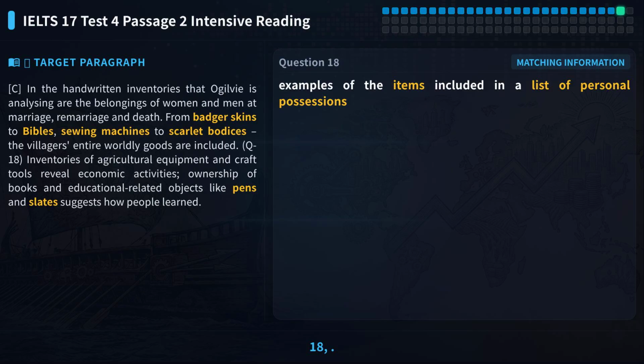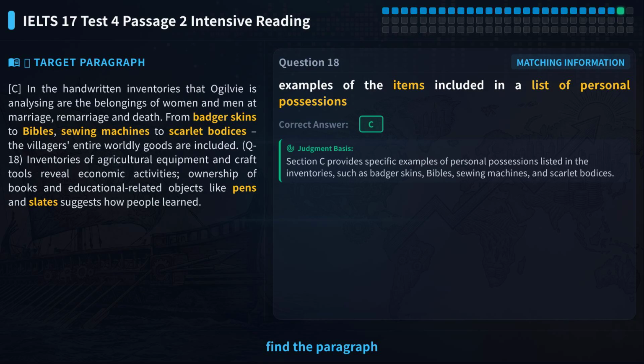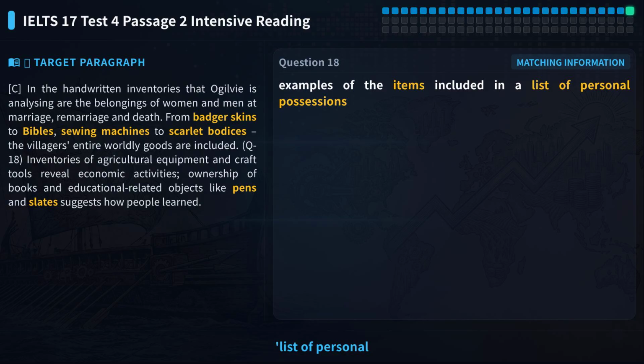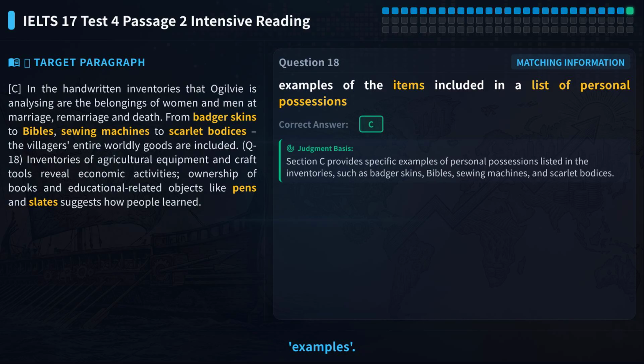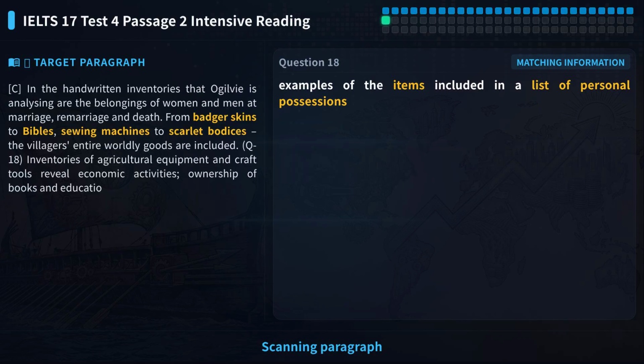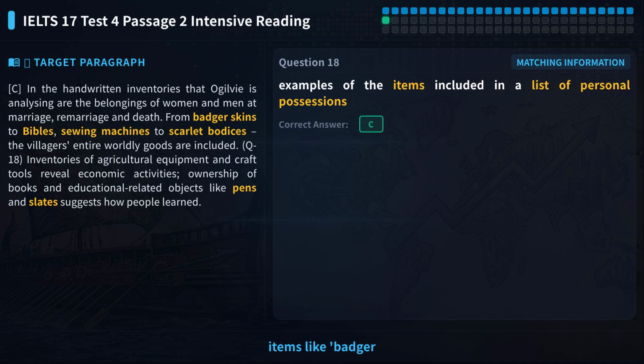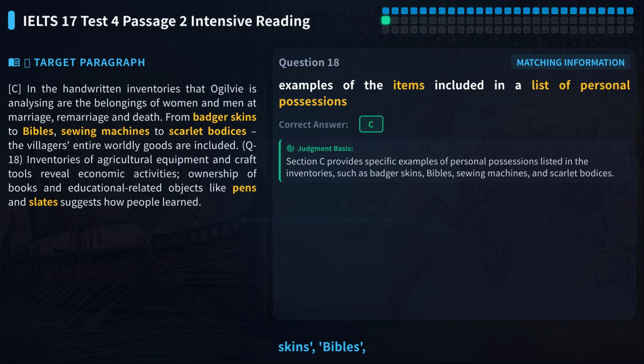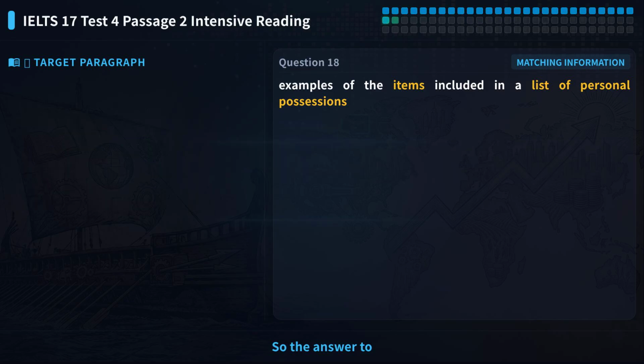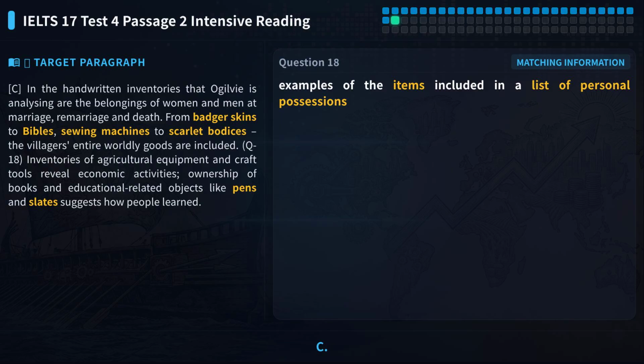Let's look at question 18. It asks you to find the paragraph with examples of personal possessions from a list. Please pause the video and try to locate it. The key words in the question are list of personal possessions and examples. We need to find a paragraph that lists specific items. Scanning paragraph C, we find specific items like badger skins, Bibles, sewing machines, and scarlet bodices. These are exactly the examples the question asks for. So the answer to question 18 is C.